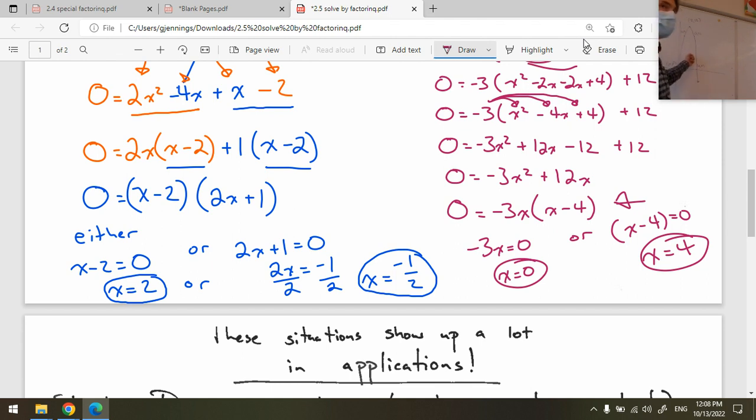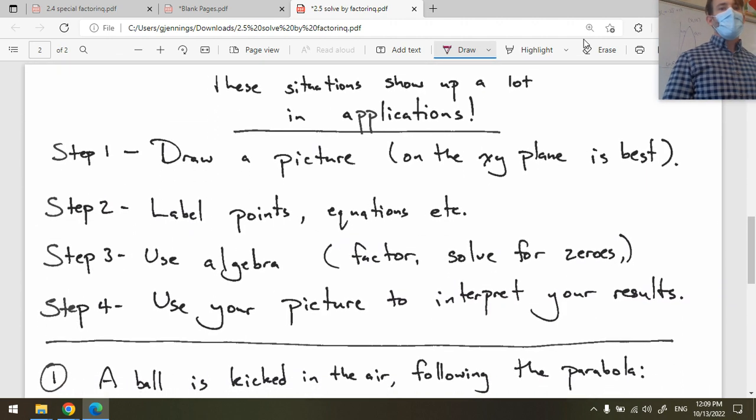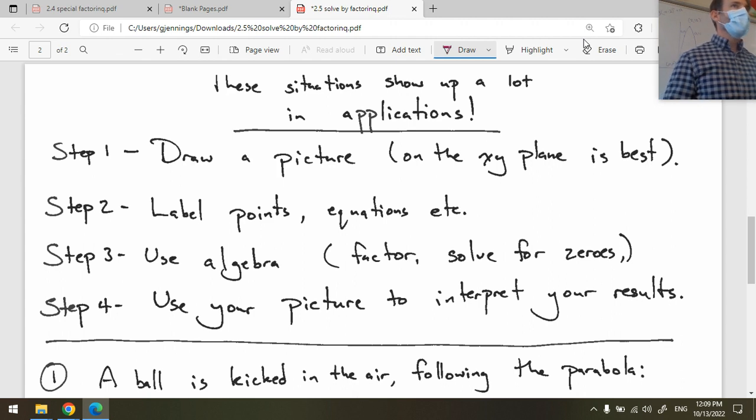Here we found it graphically, but it won't always be that easy. Now, these types of situations show up a lot in application type questions. Do I need to hang out more on that page so you can copy down the solution or no? Keep going. And here is my 4-step solution to conquering application questions that ask you to solve for different quadratics.